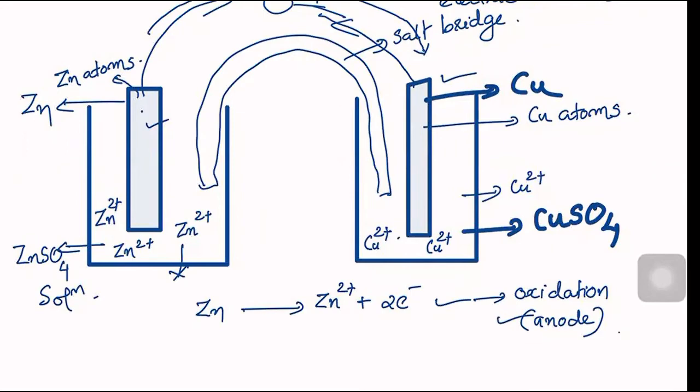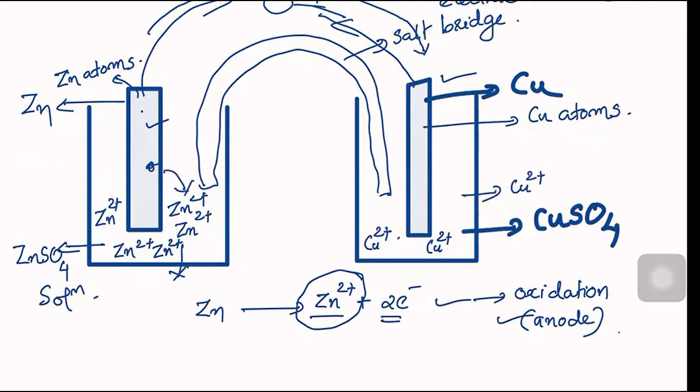Now another point is coming. Once zinc releases electrons, it becomes zinc ion. If it becomes zinc ion, then those ions cannot stay in the rod. Once the zinc atom is converted into zinc ions, they won't be able to stay in the rod. Rather, they have to come to the solution. So during the reaction, the zinc atoms convert into zinc ions and come to the zinc sulfate solution.